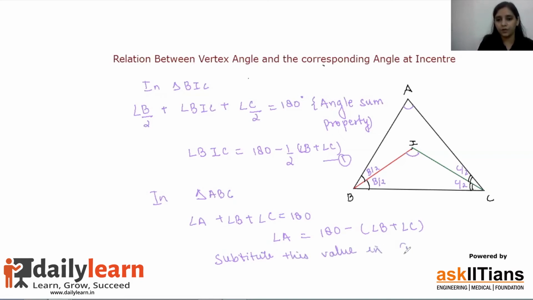Okay, so we see that angle BIC is equal to what? 180 minus half of (180 minus angle A). We just need a little bit of simplification. So the simplification will be angle BIC is equal to what? 180 minus 90 plus half of angle A. So we see that angle BIC is equal to what? 90 plus half of angle A.